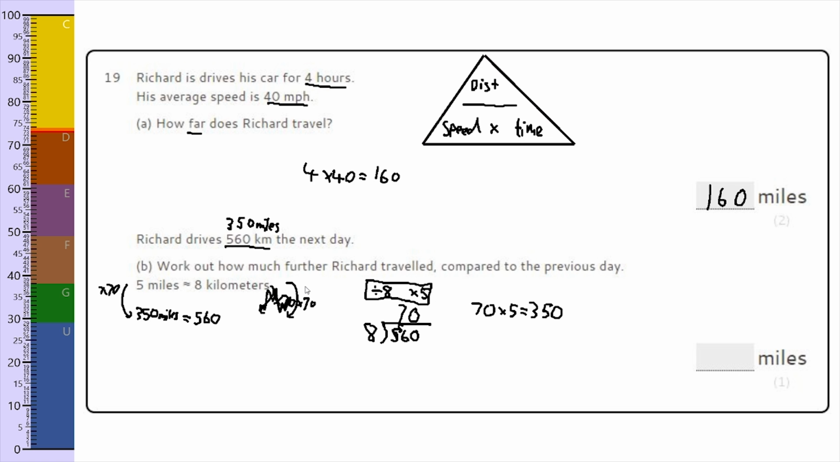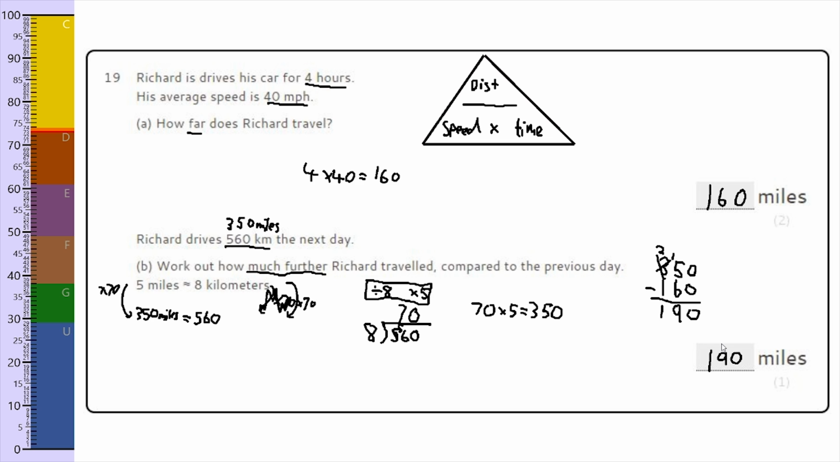Okay, so it doesn't say how much did he go in miles. It says how much further did he travel. So he's travelled 350 miles here and only 160 there. So it's just a simple subtraction to finish it off. So 350 take away 160. 0 take away 0 is 0. I can't do 5 take away 6, so I'm going to have to nick 1 off the 3. Make that 2. So 15 take away 6 is 9. 2 take away 1 is 1. So it's 190 miles.